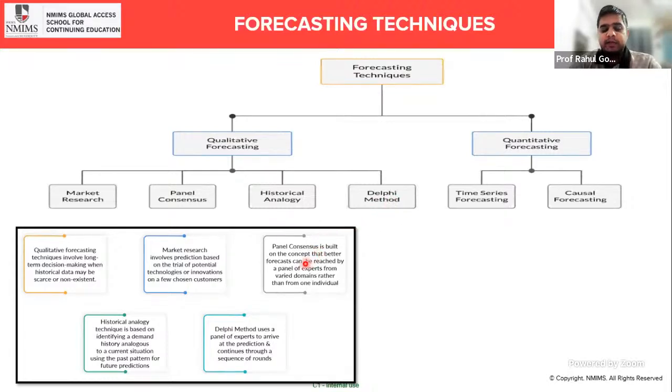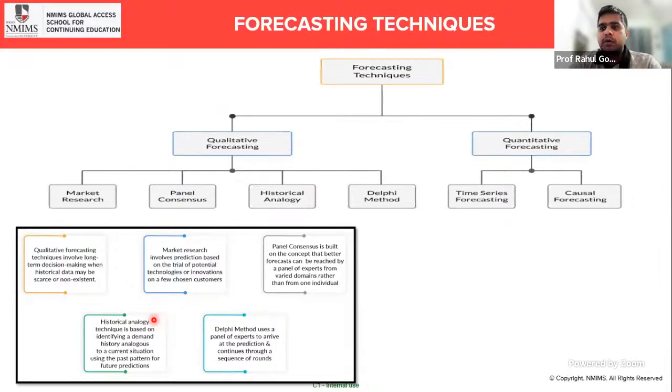So panel consensus is built on the concept that a better forecast can be reached by a panel of experts from varied domains rather than from one individual. So you want to get an estimate from a marketing professional, a sales professional, a supply chain professional, a finance professional. So there is a variety of views and then you can finalize on a forecast. And it can run through a recurring series of steps to better or fine tune the forecast.